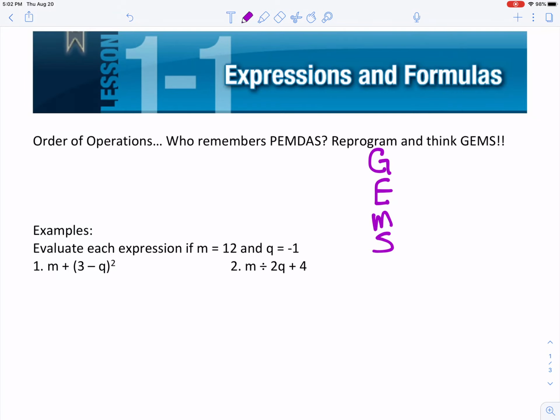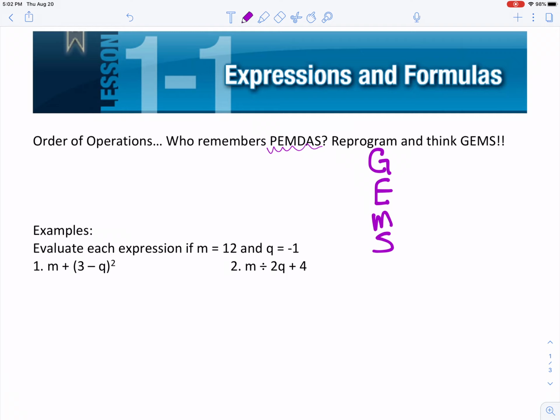So we start with Chapter 1, Lesson 1, Expressions and Formulas. Today we're going to hit up order of operations. If you remember, that used to be in junior high, what you were calling PEMDAS. And then your freshman year, for those of you who had me, we started talking about GEMS. I'm going to review what that is and talk again about why I like that.